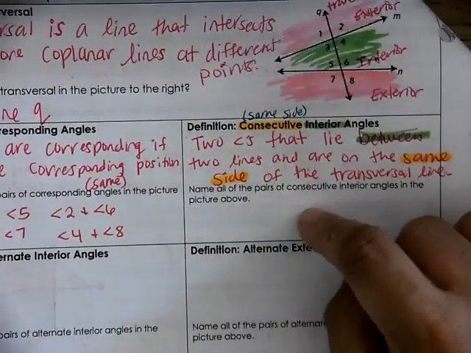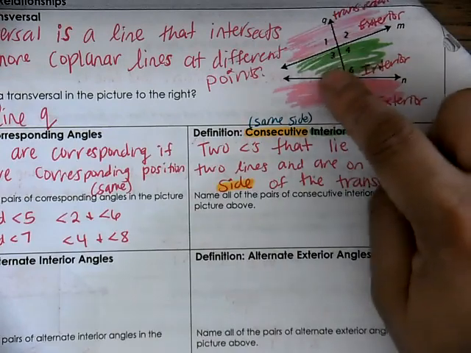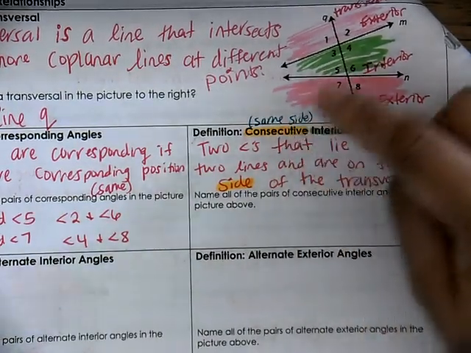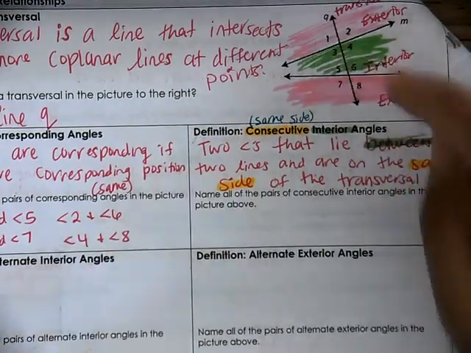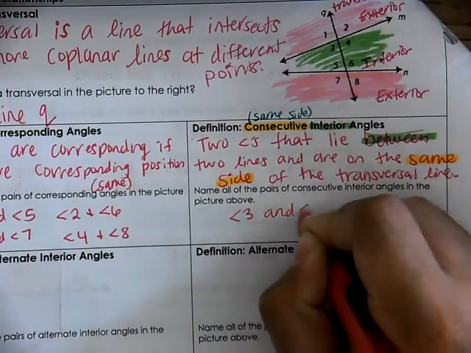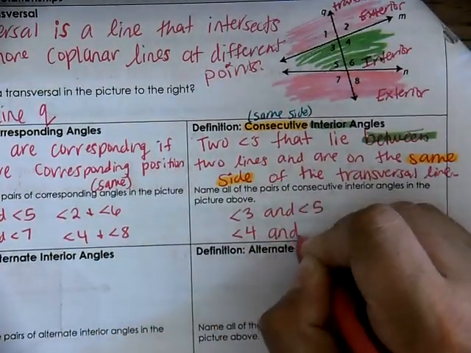So now we're going to go ahead and find these. Anything that's interior has to be in this green part. I only have 4 angles to work with in total here, and they have to be on the same side of the transversal. So 3 and 5 is one pair, angle 3 and angle 5, and the other one is 4 and 6. And that's it. There's no others.